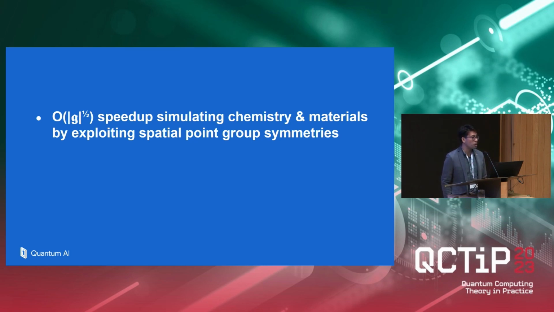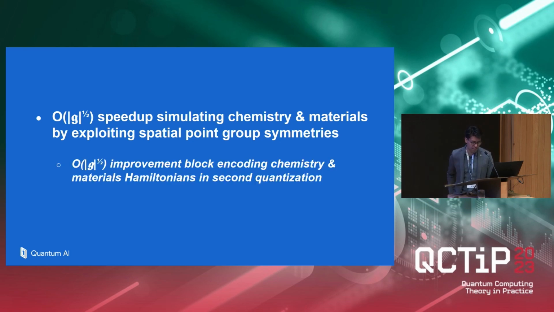So if there's one thing that you take away from this talk for fault-tolerant algorithms for materials, it's that we get a group order quadratic speedup in simulating chemistry and materials Hamiltonians by exploiting spatial point group symmetries. A little bit more precisely, we get a group order square root speedup improvement in the block encoding of chemistry and materials Hamiltonians that are represented in second quantization. Okay, so the rest of the talk will pretty much be geared towards giving color to this and describing where this comes from and how we do these fault-tolerant resource estimates.